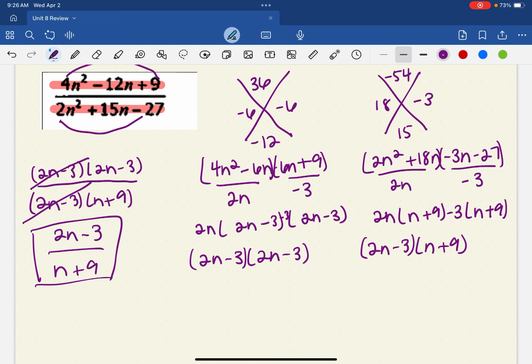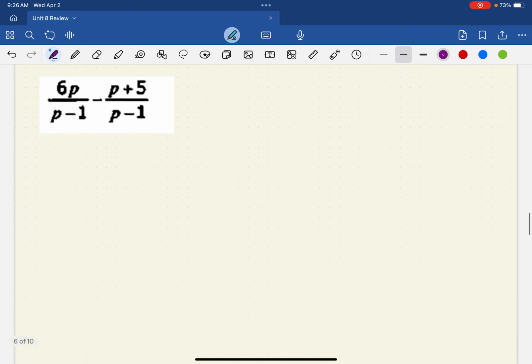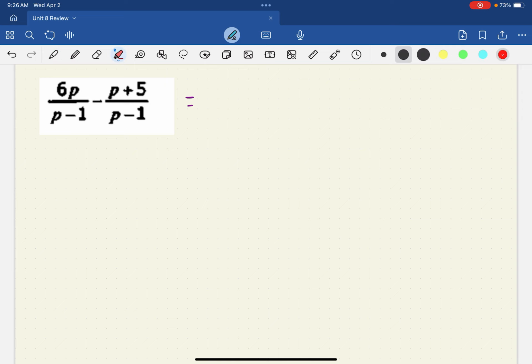Let's go ahead and move on to the next question, number 4. A subtraction problem. So remember, I have common denominators already, so I'm actually good to start. Just remember that your minus sign affects anything up here. Okay, so then I have p minus 1 on bottom, 6p minus p, because it's going to be minus p minus 5. 6p minus p is 5p minus 5.